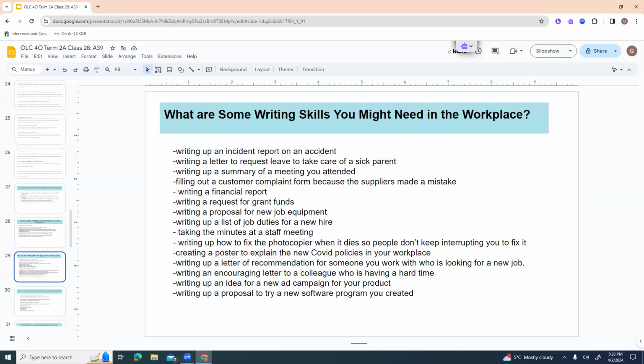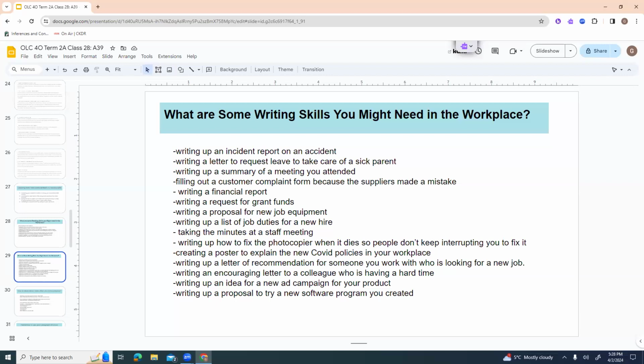What are some writing skills you might need in a workplace? Okay. Writing up an incident report on an accident. Writing a letter to request leave to take care of a sick parent. Writing up a summary of a meeting you've attended. A lot of meetings I've attended, there isn't one person who takes minutes. People kind of share the duty.